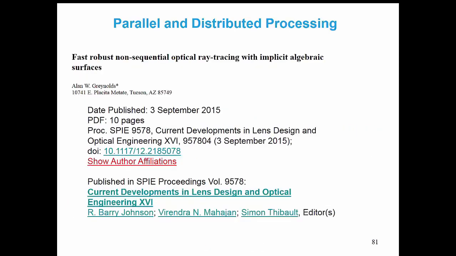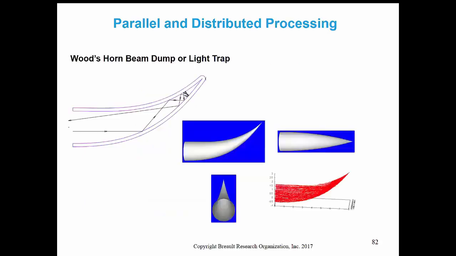To assess NextGen speed, we compare its performance with the results in an SPIE paper titled Fast, Robust, Non-Sequential Optical Ray Tracing with Implicit Algebraic Surfaces. This was written on September 3rd of 2015 and presented at an SPIE meeting. The system under evaluation is called a Woodhorn's beam dumper light trap, which suppresses stray light through multiple interactions. The fact that it uses multiple interactions makes it an ideal example to test parallel processing inside of ASAP.